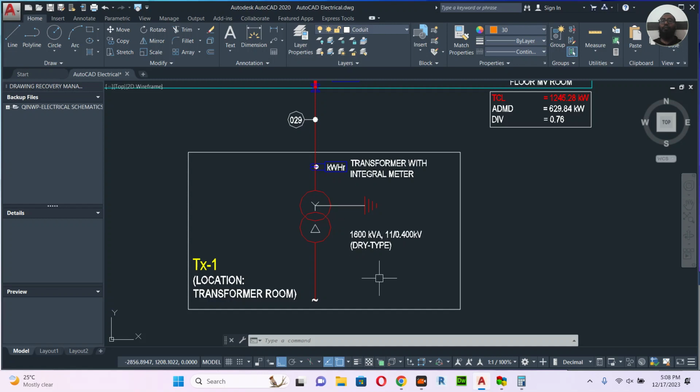They are dry type and oil type. It depends on the place you are using. If it is underground, you have to use oil type because it will keep the transformer cooler. For the external, you can use dry type.